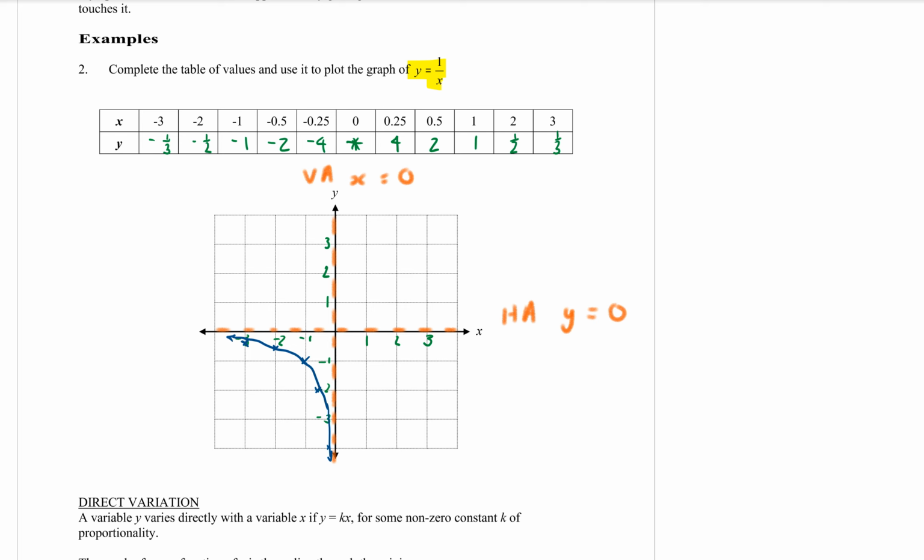So at 0.25, we're way up at 4. At half, we're at 2. Then 1, 1, 2, half, 3, third.